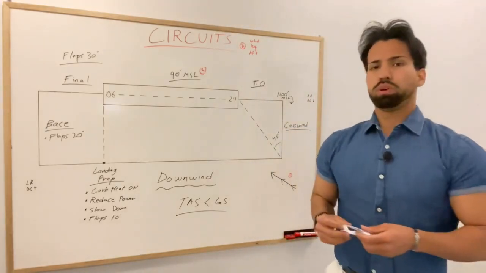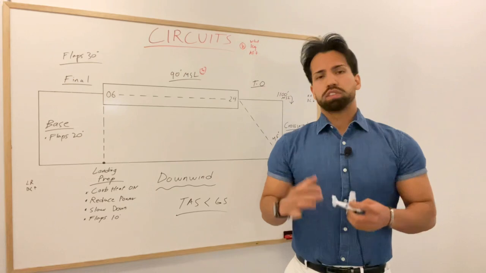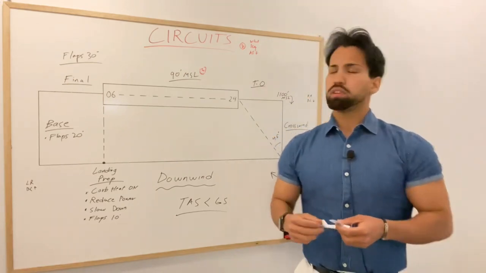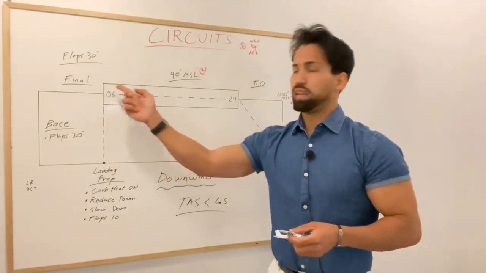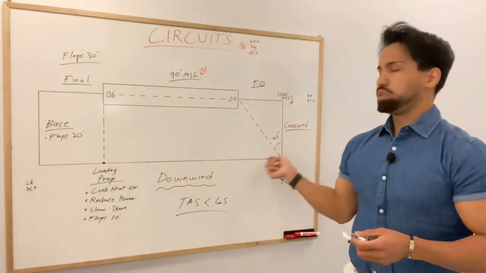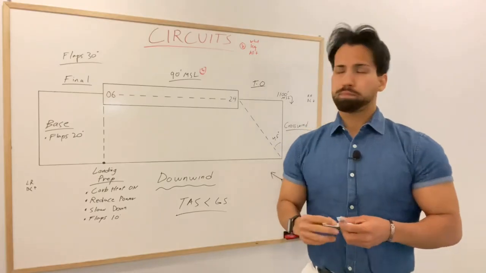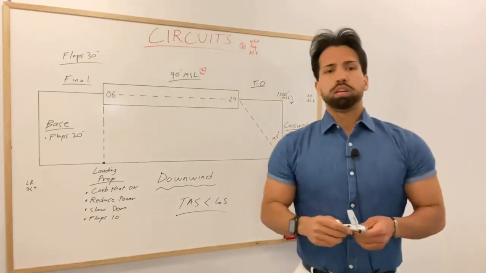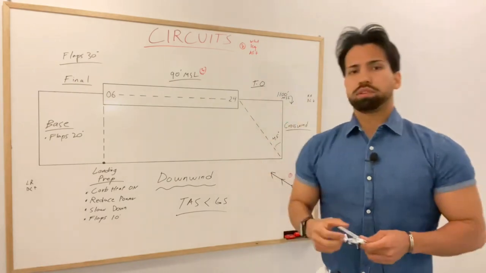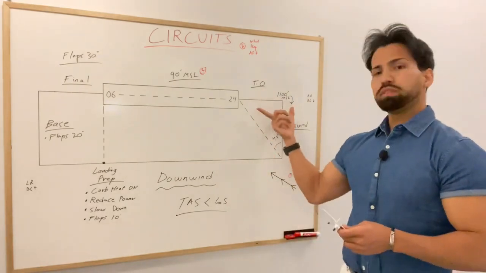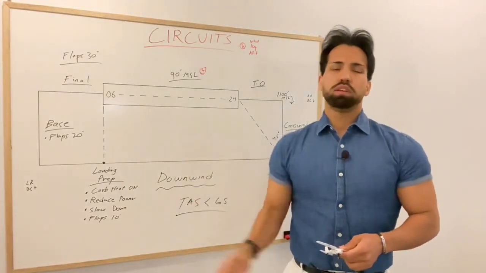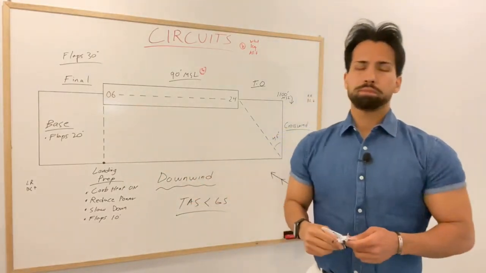So what is a circuit? A circuit is simply a traffic pattern for VFR aircraft to follow to land or to leave the airspace, okay? The circuit is made up of 5 legs, okay? They are respectively takeoff, crosswind, downwind, base, and final, okay?